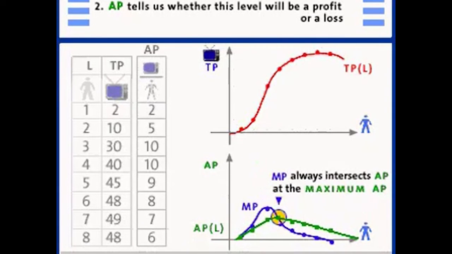Now that piece of information is going to become important later, knowing where the marginal product curve cuts into the average product curve. It cuts into it at the point where workers are producing, on average, the most televisions per worker that can be produced in this particular factory. This is the point when labor productivity is at its highest.